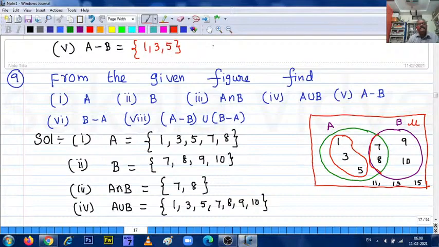Now the sixth one. The sixth one is B minus A. B minus A means only we need to consider 9, 10. So that is equal to 9 comma 10.